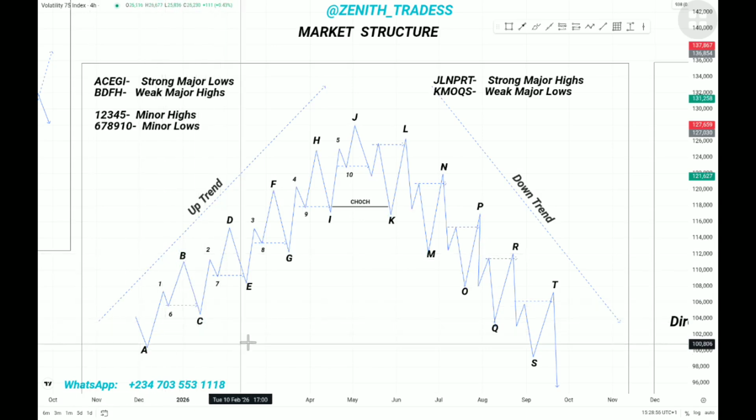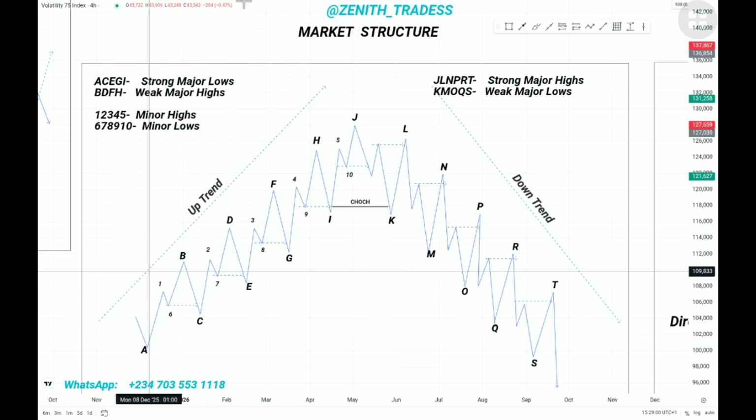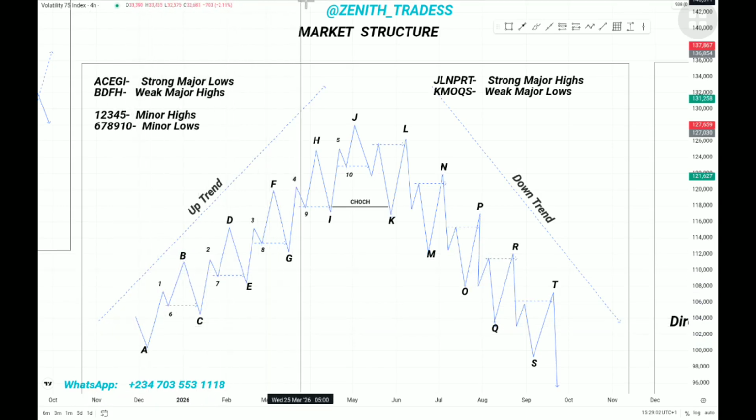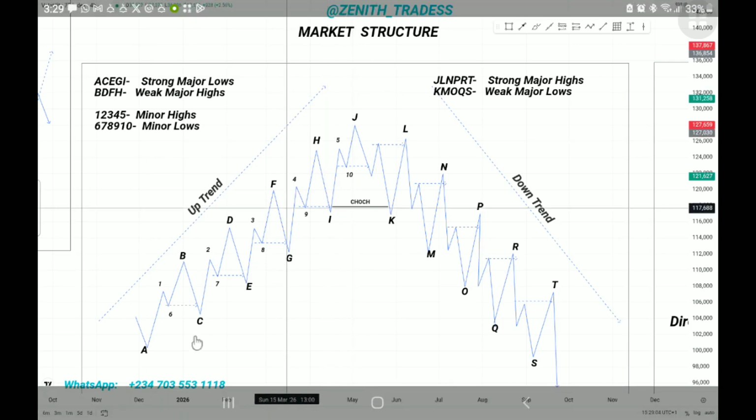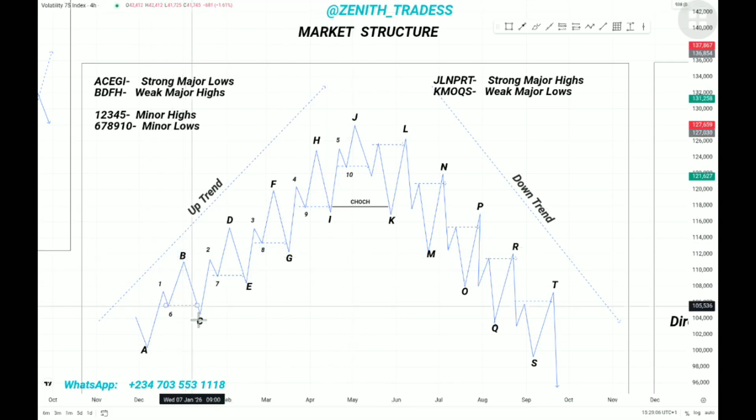I will explain these details later in the video about institutional reactions, reaction to institutional levels. I will explain it later in the video. So impulsive phase, corrective phase, impulsive phase, corrective phase, impulsive phase, corrective phase.